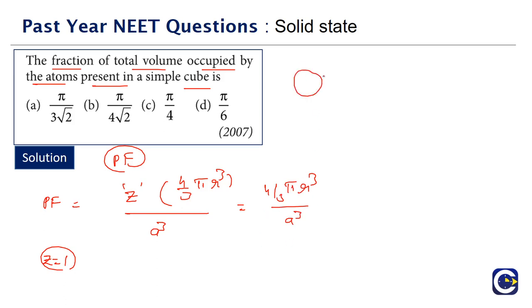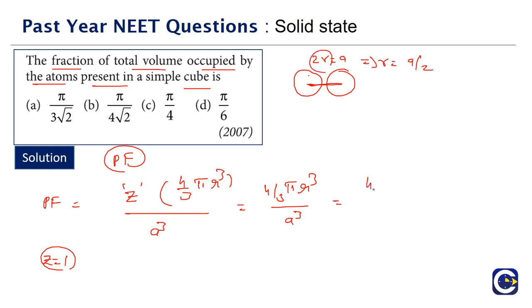Simple cubic means, if you look at the edge, both the atoms will be touching each other. This is one atom at the corner, another atom at the corner. Means 2r is equal to a. So in place of r, what can you substitute? In place of r, we can put a by 2, or in place of a, we can use 2r.